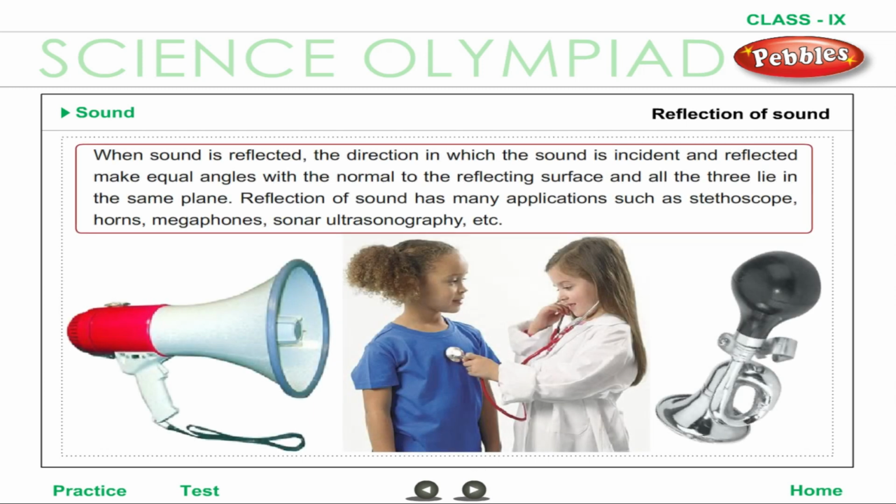Reflection of sound. When sound is reflected, the directions in which the sound is incident and reflected make equal angles with the normal to the reflecting surface, and all the three lie in the same plane. Reflection of sound has many applications such as stethoscope, horns, megaphones, sonar, ultrasonography, etc.